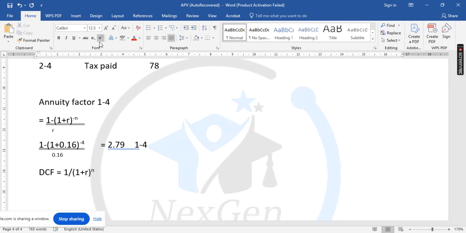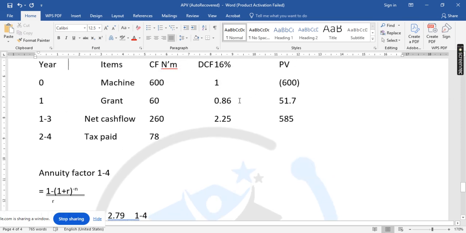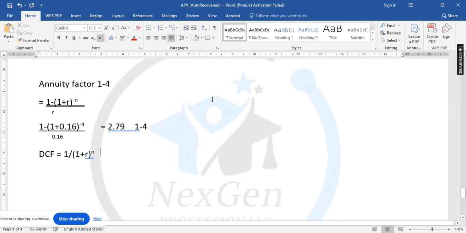So in this case, what do we have? What is the DCF for year 1? Just for year 1, we've calculated it before. It is 0.86. That is the DCF for year 1.